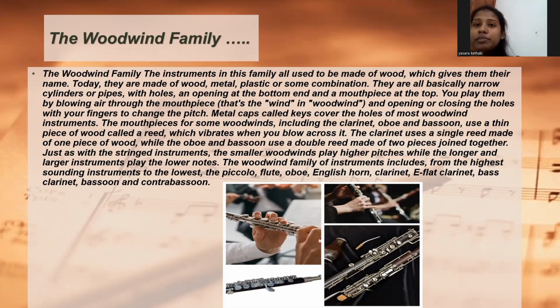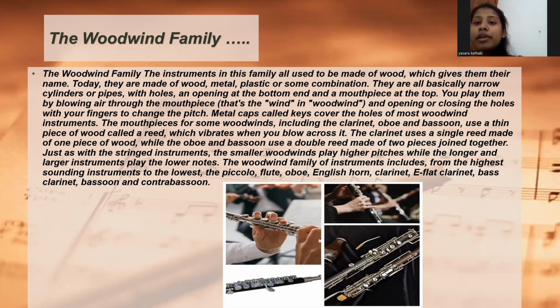21-150. Today I am speaking about the woodwind family. The instruments in this family all used to be made of wood, which gives them their name. Today they are made of wood, metal, or plastic, or some combination. They are all basically narrow cylinders or pipes with holes and an opening at the bottom and a mouthpiece at the top.